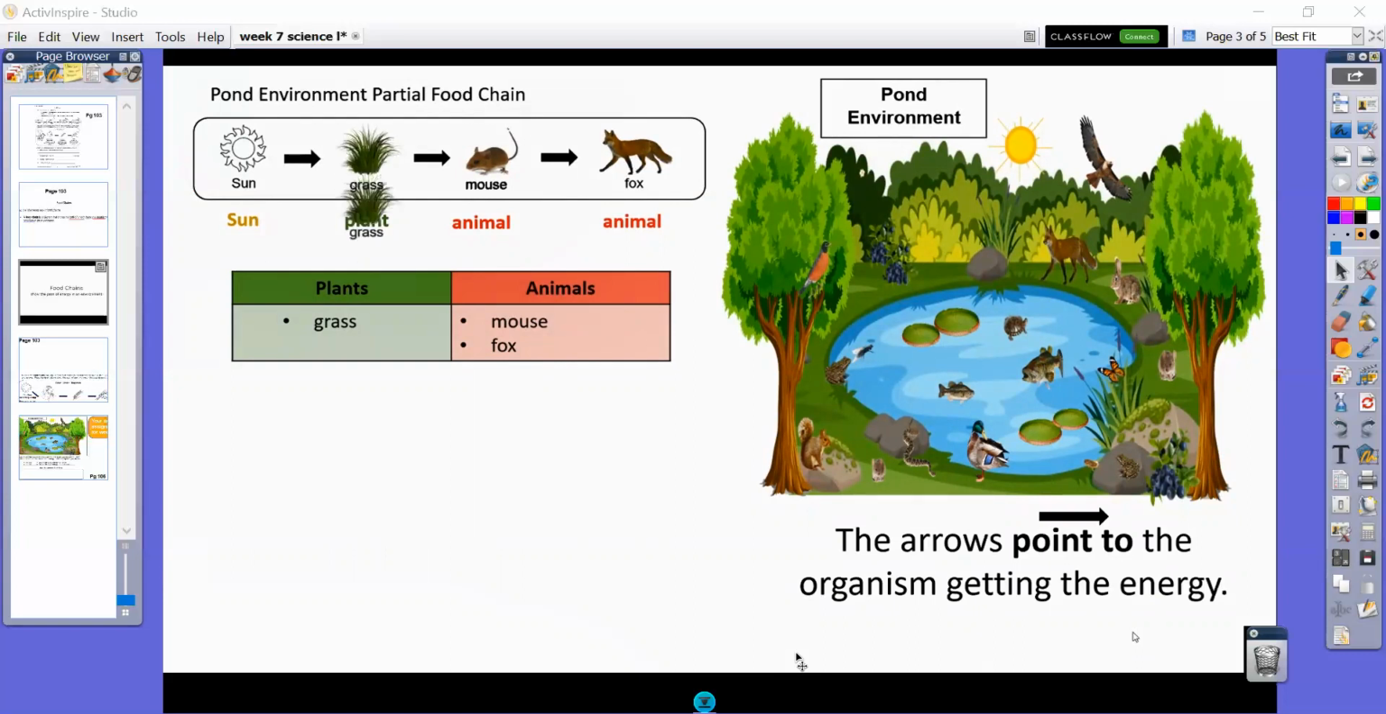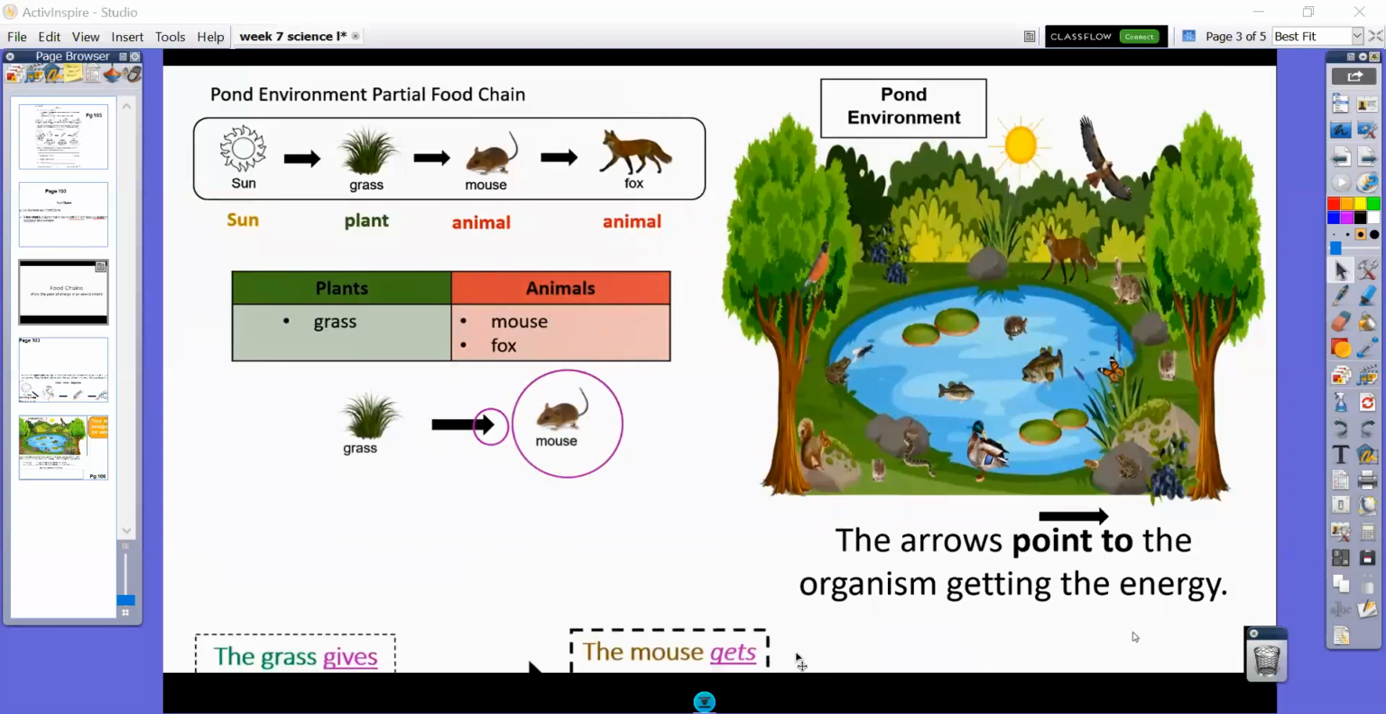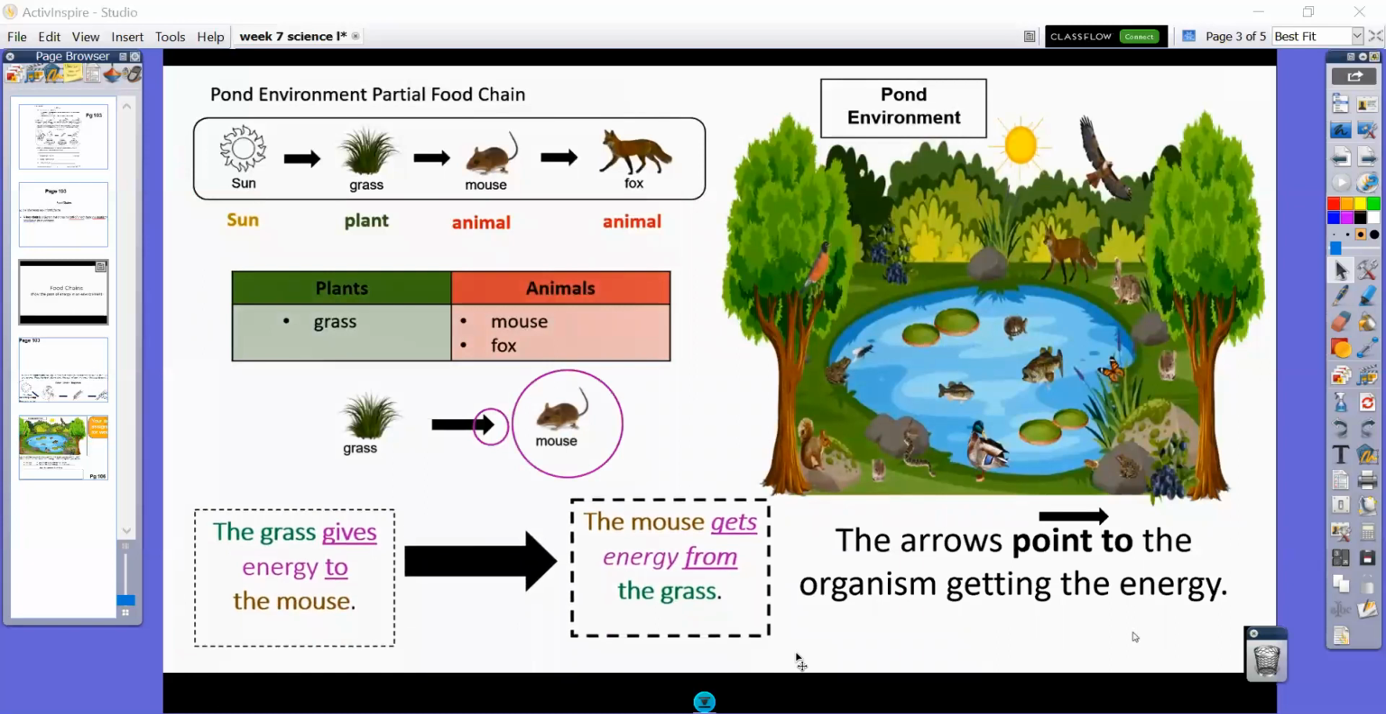So let's explain this part of our food chain. The grass and the mouse have an arrow between them. Notice the pointed side of the arrow is pointing toward the mouse. This means that the grass gives energy to the mouse. The mouse gets energy from the grass because the arrows point to the organism getting the energy.